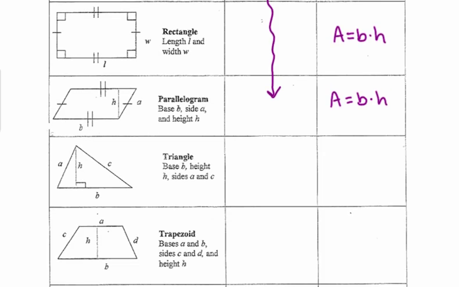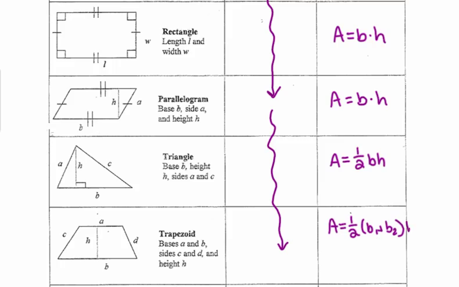When I get to the triangle and the trapezoid, I'm still going to find perimeter by simply adding the lengths of all their sides, but the formula for their areas is slightly different. The formula for the area of a triangle is either 1/2 times base times height or base times height divided by 2. And for the trapezoid, I'm going to take half of the sum of the two bases and multiply that number times the height.